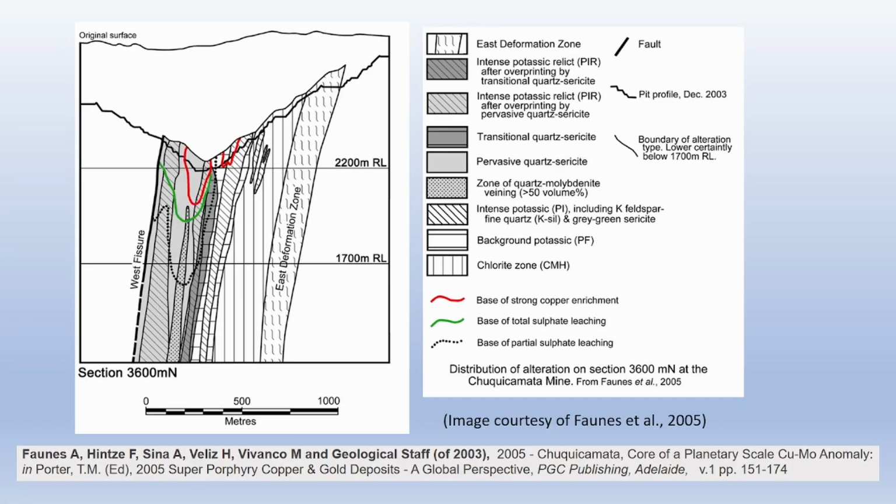The entire alteration sequence is structurally bounded by two major features: the west fissure, which is a long-lived regional fault, and the east deformation zone. These structures not only channeled hydrothermal fluids, but also partitioned alteration domains and influenced the localization of mineralization.